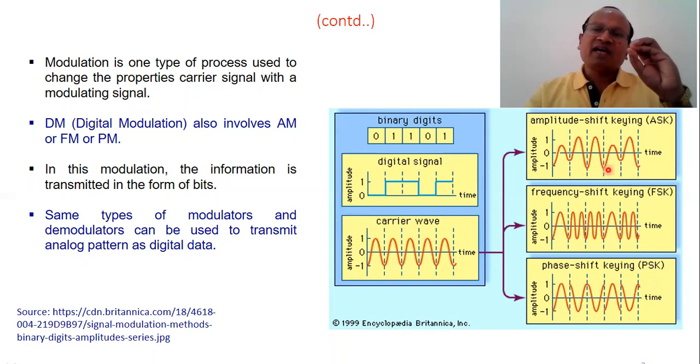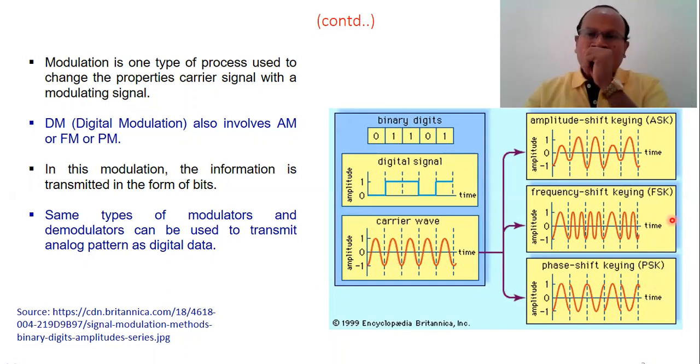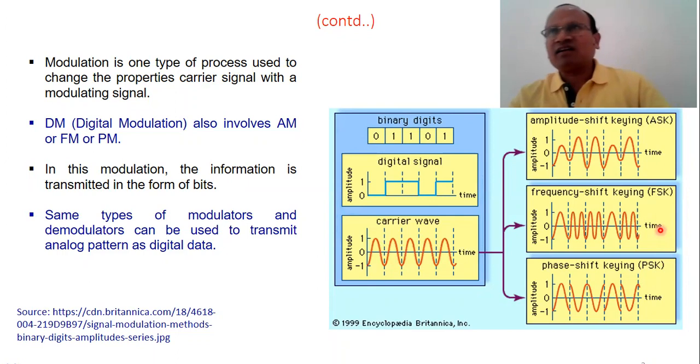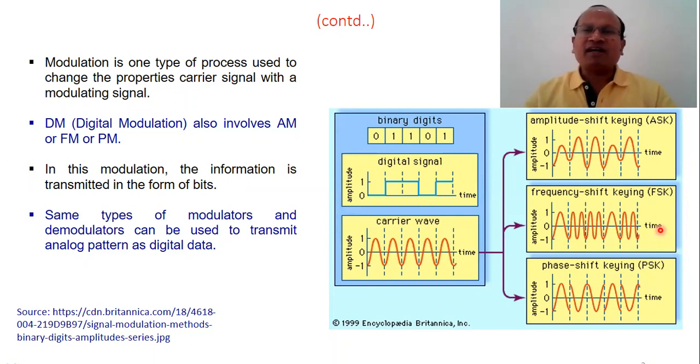ASK stands for amplitude shift keying. FSK stands for frequency shift keying, whereas PSK stands for phase shift keying. That is ASK, FSK, and PSK. And I will tell you, these three modulation methods correspond to AM, FM, and PM.